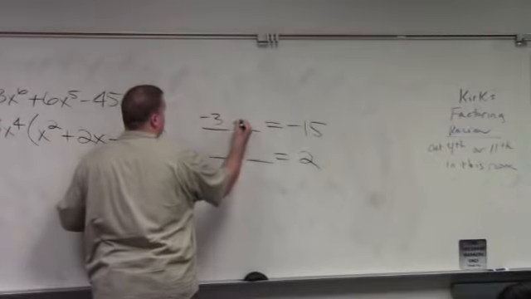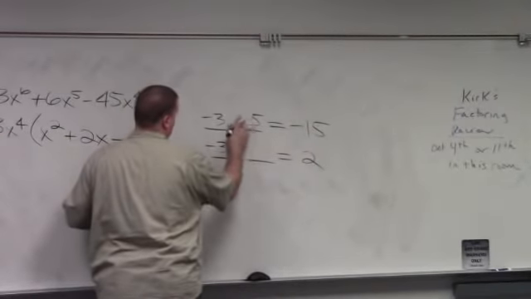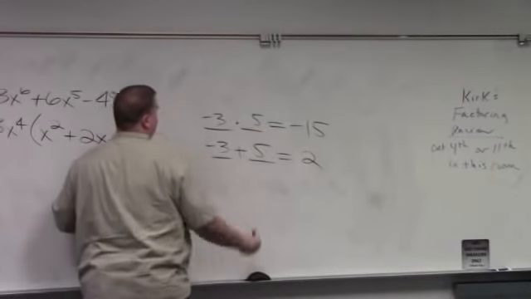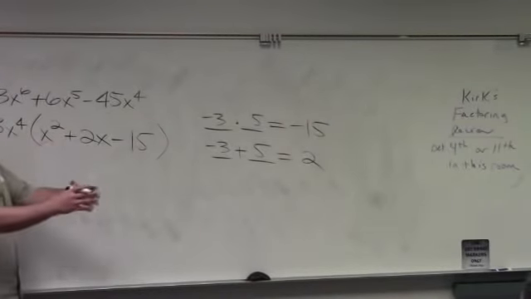All right, so we said negative 3 and negative 5. Oh, no. It's going to be positive 5 and negative 3. All right, does everybody agree with that? Yes. So negative 3 times 5 is negative 15. Negative 3 plus 5 is 2. So negative 3 and 5 are the two numbers.